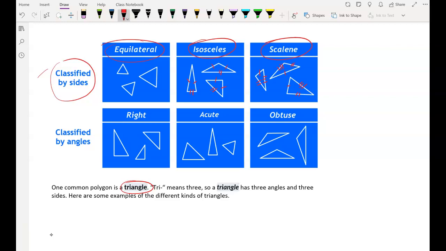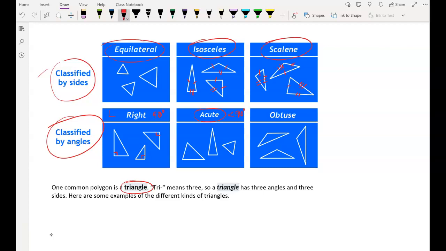Triangles can also be classified by their angles. If a triangle has one right angle in it, and that's a 90-degree angle, a perpendicular angle, then it is a right triangle. So here's our right angle for that one. There's a right angle in that one, and a right angle in that one. An acute triangle. In an acute triangle, all the angles are less than 90 degrees. Acute means less than 90 degrees. Aw, isn't that a cute angle? Because it's smaller than 90 degrees.